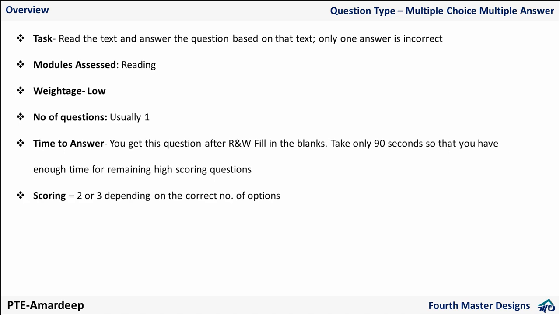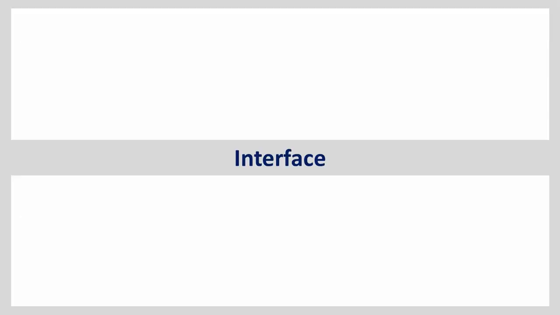Okay, then scoring 2 or 3 depends on the correct number of options. If there are 2 options, you can say 2 marks are there, and there is negative marking in this question type, but the score can't be less than 0. I'll explain this point in the next slide. Okay, so let's jump on to the interface part, and here I will explain about the negative marking and about the correct number of options.